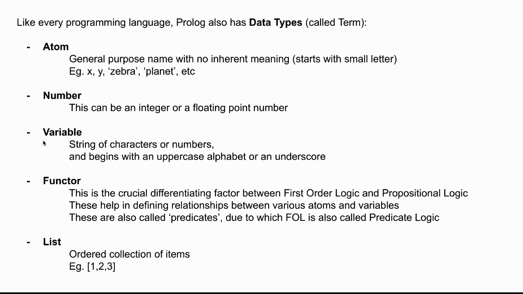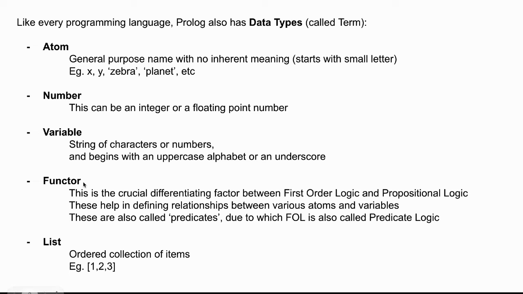You can have variables whose values can change depending on the situation. It can be a string of characters or numbers, and it has to begin with an uppercase letter or underscore. So if you have a name which begins with a small letter, then it's an atom. If it begins with an uppercase capital letter, then it's a variable.